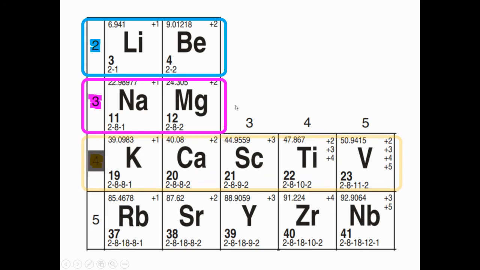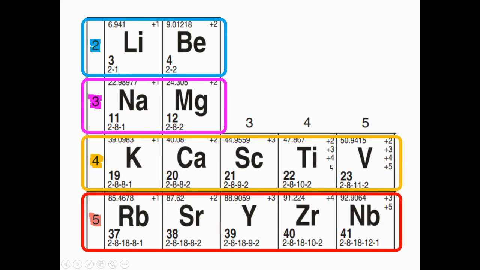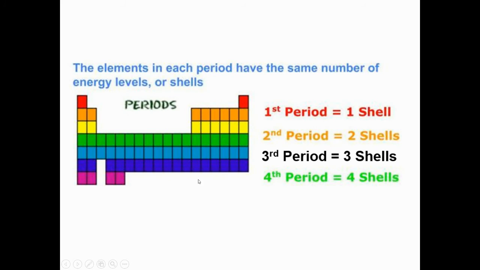Let's go to the 4th row. Hey, look at that. All these elements in the 4th row have 4 shells of electrons. They have different numbers of electrons, but the electrons are arranged in 4 shells. And if we go to the 5th row or 5th period of the periodic table, we've got 5 rings of electrons in the electron configuration. So the rows are called periods, and when you're in the first period, you got 1 shell of electrons. Second period, 2 shells of electrons. Third period, 3 shells of electrons. Fourth period, 4 shells of electrons, etc.